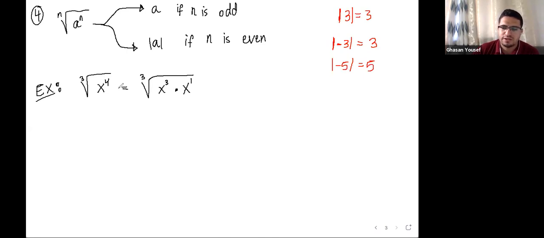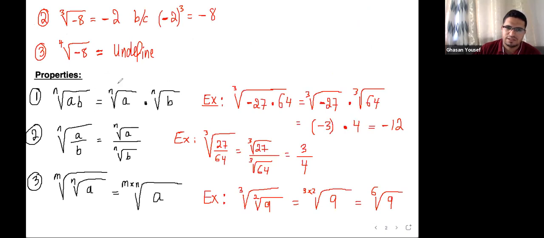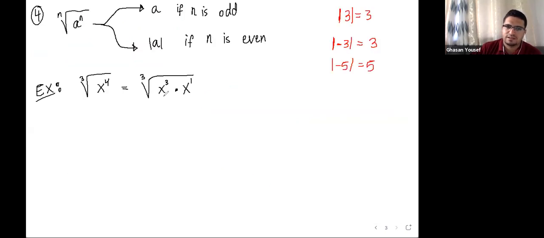Why? Because we learned this in the last class. We have the same base, different powers, so we just add the powers. So this is x to the power 3 plus 1, which gives me 4. Now we're using the properties here. We split by using the first property. We split the radical into two pieces.